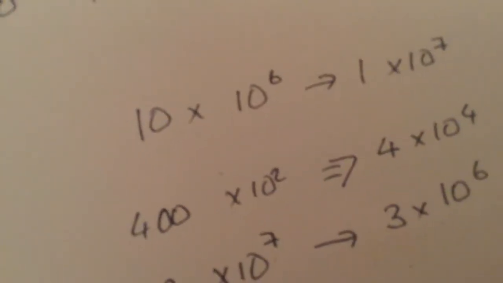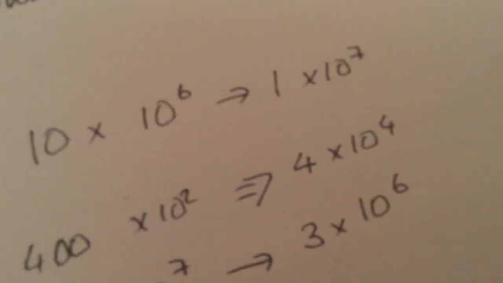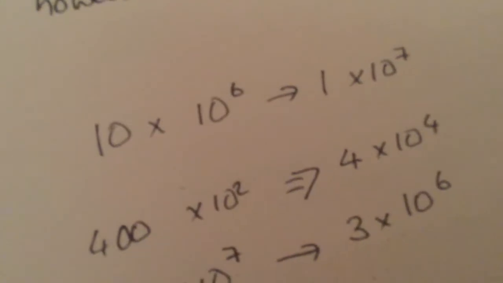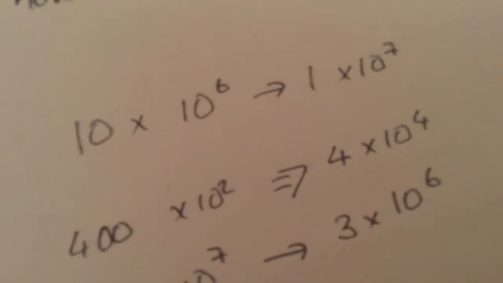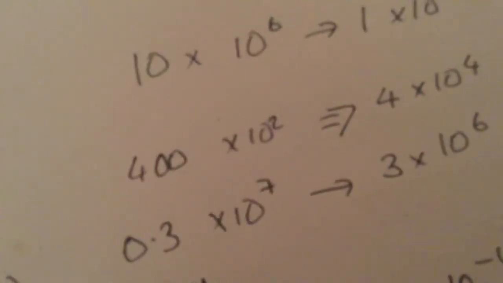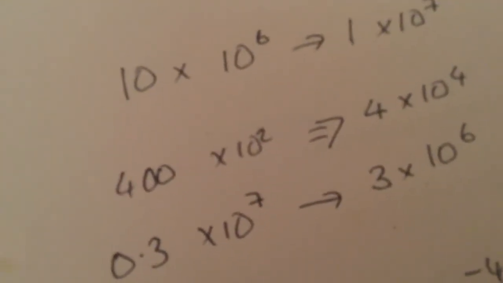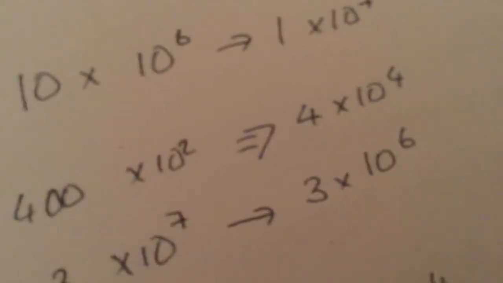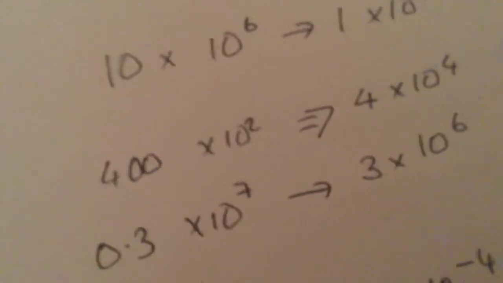So here we've got 400 times 10 to the 2, that becomes 4 times 10 to the 4. How come? Because we're dividing by 100, which is 10 squared, 2 lots of 10, and then we add that to the 2 lots of 10 we already have. Here we've got 0.3 times 10 to the 7. It's like we're borrowing a 10 this time, so it becomes 3, because we borrowed the 10 from the pile of 10 to the 7, it leaves you with 10 to the 6.